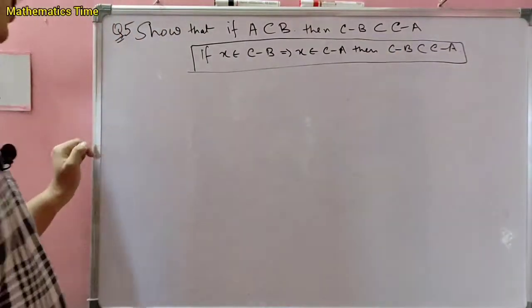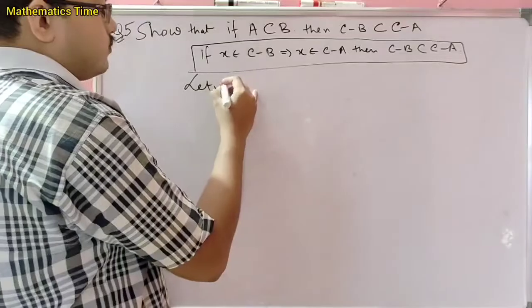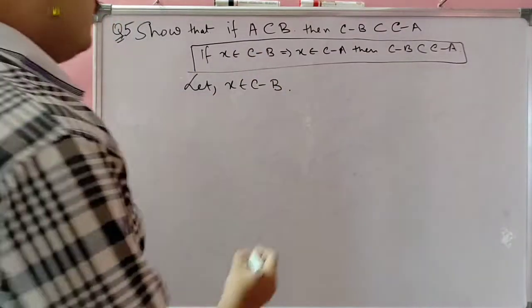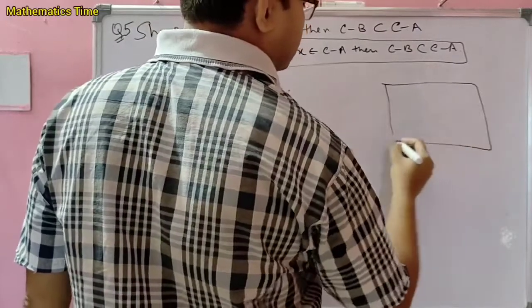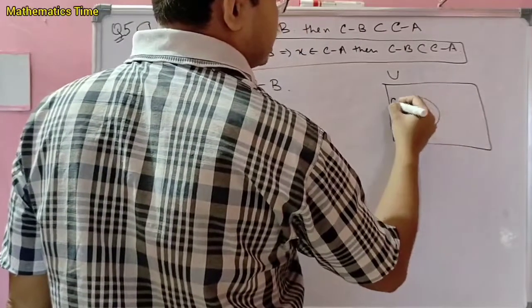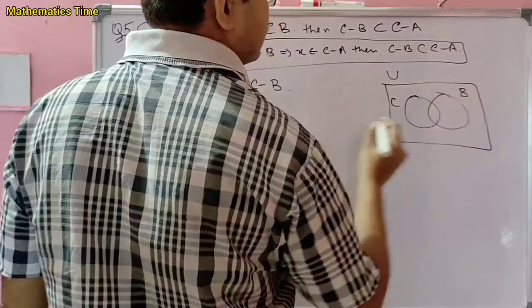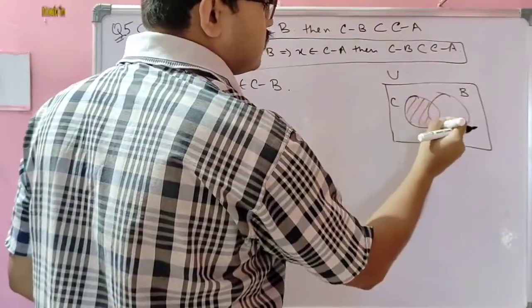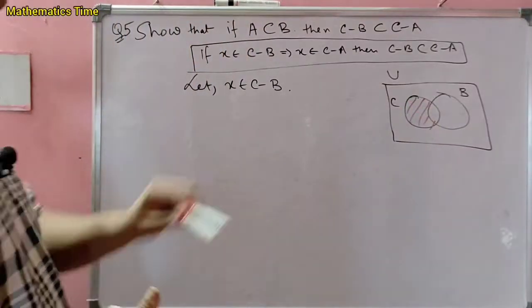Okay, so we start with: let x belongs to C minus B. We started with this. Okay, so let us understand first. This is a universal set, this is C set, this is B set. What is the C minus B? C minus B means the red portion. The red portion is the C minus B part.